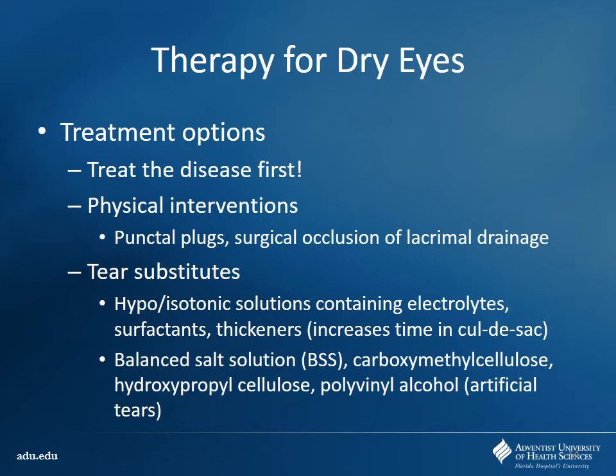Usually the tear substitutes we're going to use will either be hypotonic or isotonic solutions, so basically trying to mimic the tear solution itself, that will contain things like electrolytes, surfactants, and thickeners, things to make it stick around a little bit longer in the eye. And basically just replace what the tears would have been acting as anyway. So if you see things like carboxymethylcellulose, balanced salt solution, things like that, those are all going to be kind of tear replacements that can be utilized for dry eyes.